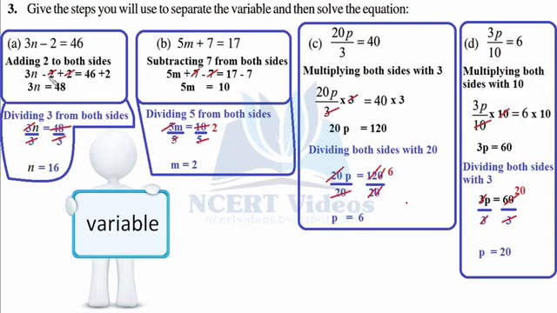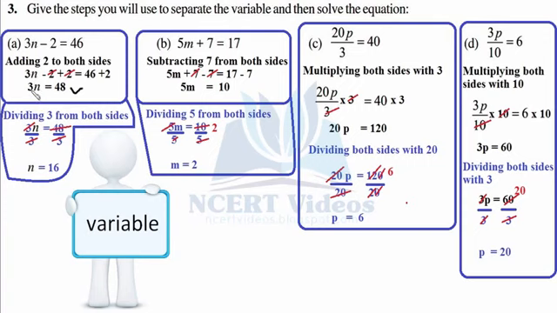Now 2 cancels, and we are left with 3n only on the left-hand side, equals 46 plus 2, which is 48. So half the battle is won so far, but we have to get the individual value of n, whereas 3 is attached to it in multiplication.